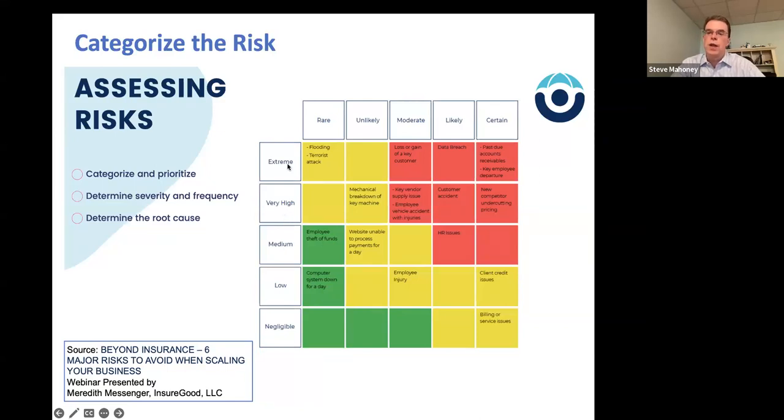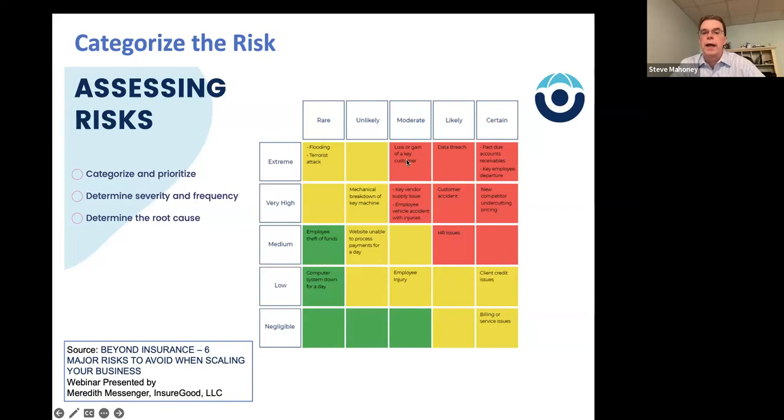Then what you do is you plot each of these risks into this matrix, and this will help you focus on where you want to think about a mitigation plan. So for instance, flooding or a terrorist attack could have a really extreme impact on my business based on the nature of my business, but it's pretty unlikely that it's going to happen. So we're going to call that rare. Even though it has an extreme impact, it's rare. Then you've got an employee theft of funds. It might have a medium impact on my business, but I think it's rare that it's going to happen. The computer system's down for a day. For my business, not a big deal. It's low impact, and I don't think it's likely that it's going to happen.